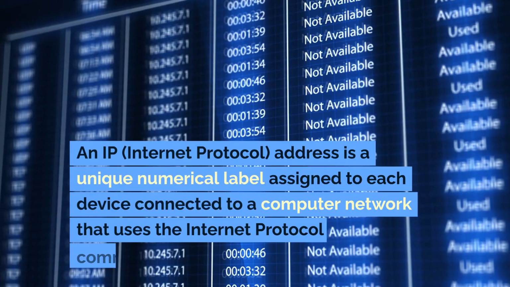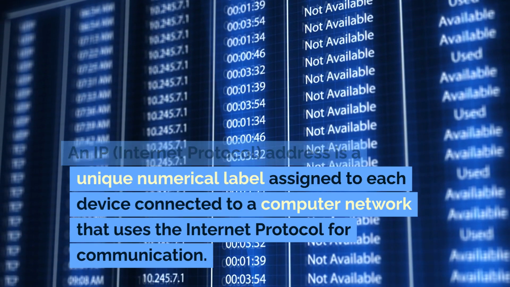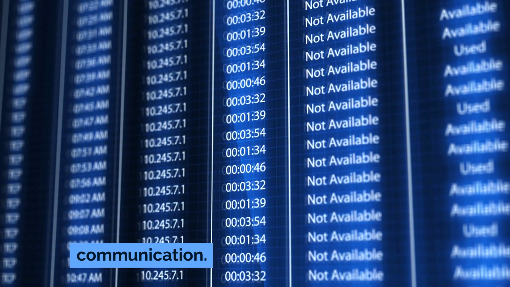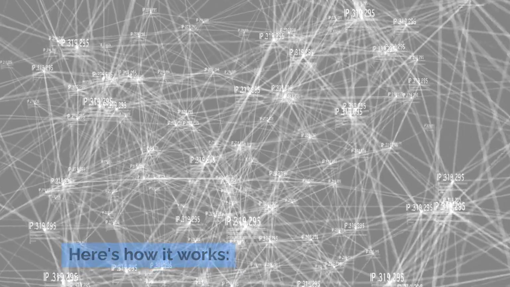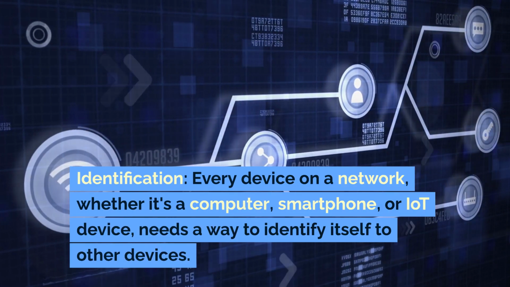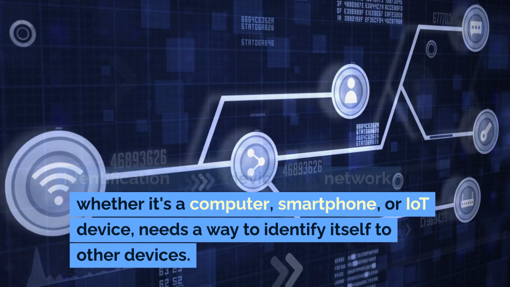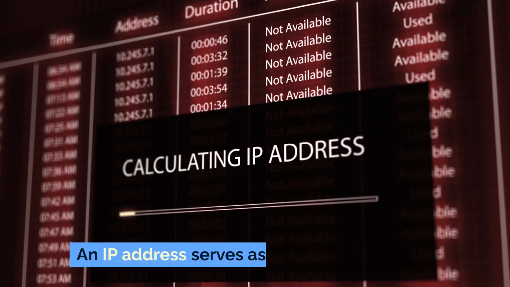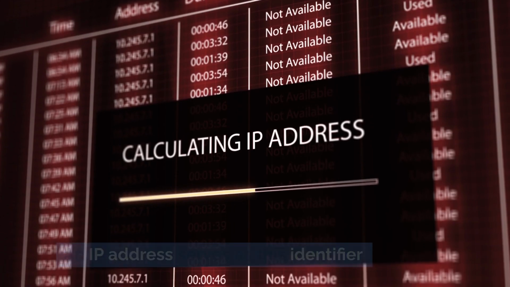An IP (Internet Protocol) address is a unique numerical label assigned to each device connected to a computer network that uses the Internet Protocol for communication. Here's how it works. Identification. Every device on a network, whether it's a computer, smartphone, or IoT device, needs a way to identify itself to other devices. An IP address serves as this identifier.